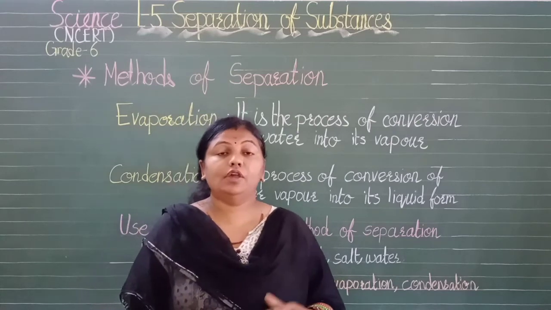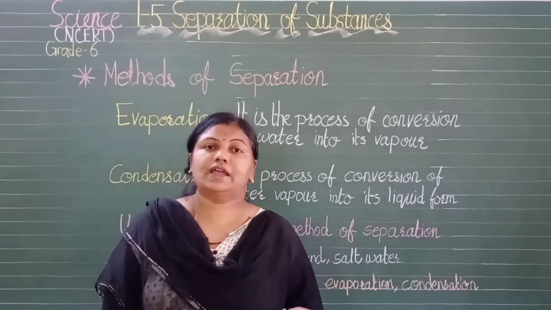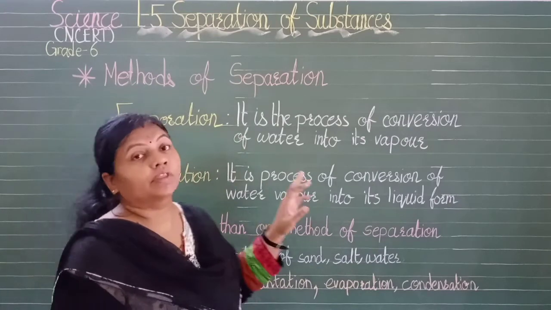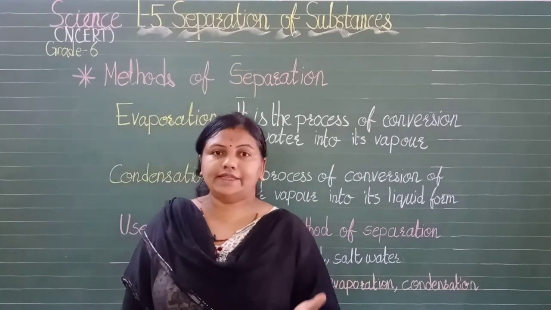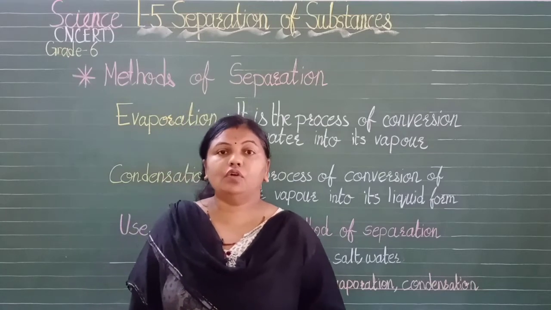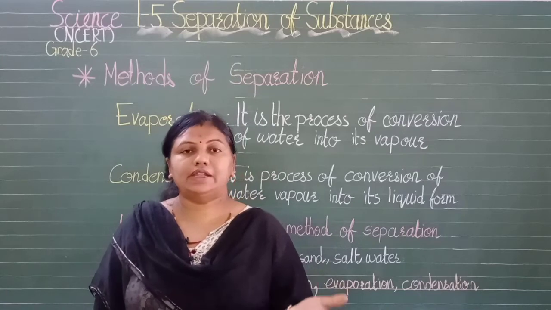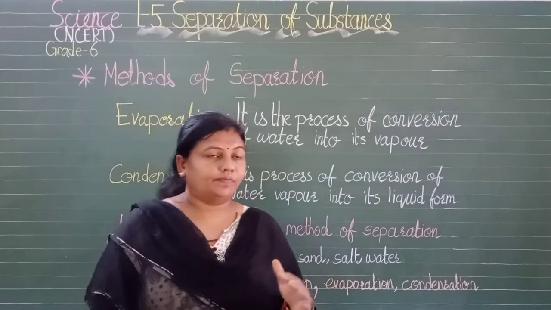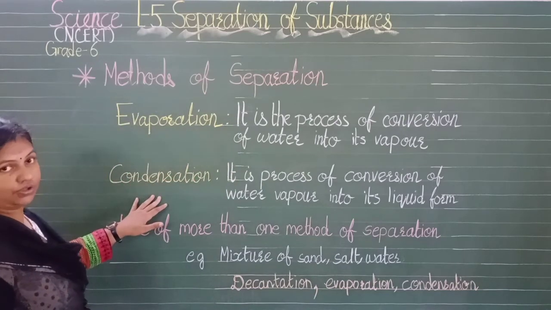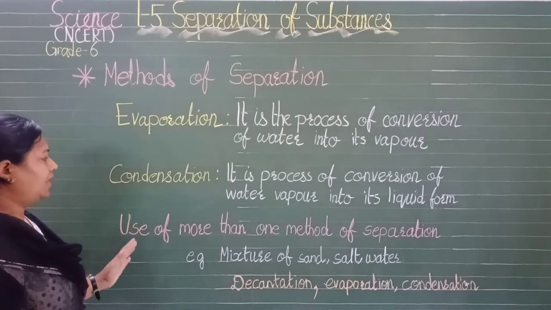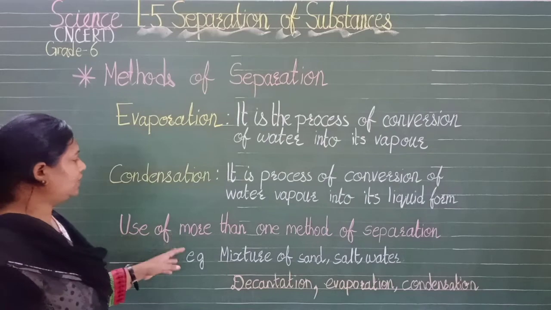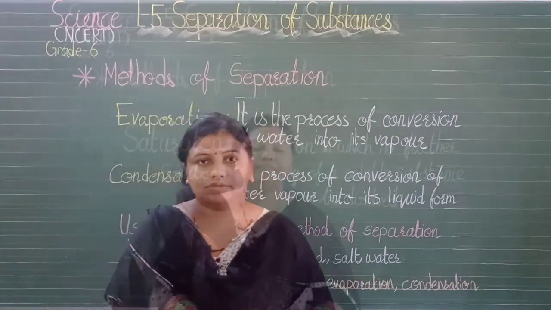So in this way we have learned many separation techniques, started from hand picking and we have ended at condensation. After hand picking we have learned threshing, then winnowing, sieving, then later on we have also learned decantation, sedimentation and filtration. At last we have learned evaporation and condensation. So to separate more than one substance, more than one method is also used.